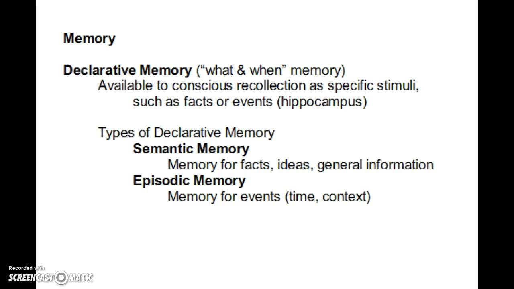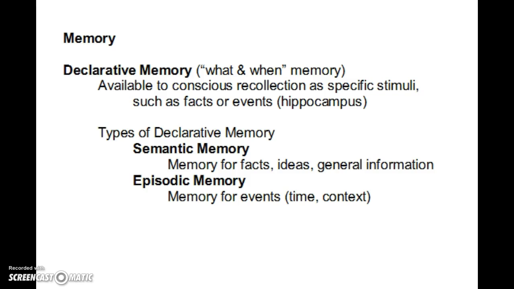It's going to require a healthy hippocampus for you to develop or consolidate new declarative memories. For you to learn new information, such as the information in this course, you would need a healthy hippocampus while you were learning it so that you could recall it later. There's a couple of different types of declarative memory.